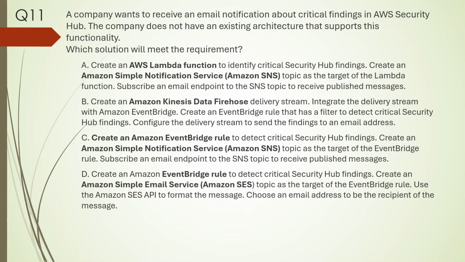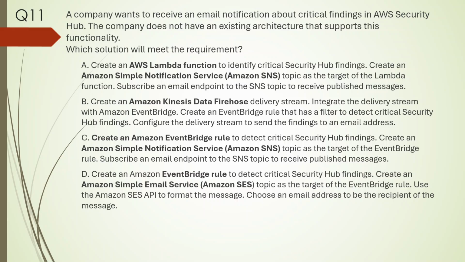Letter B. Create an Amazon Kinesis Firehose delivery stream. Integrate the delivery stream with Amazon EventBridge. Create an EventBridge rule that has a filter to detect the critical Security Hub findings and configure the delivery stream to send the findings to an email address. Letter C.